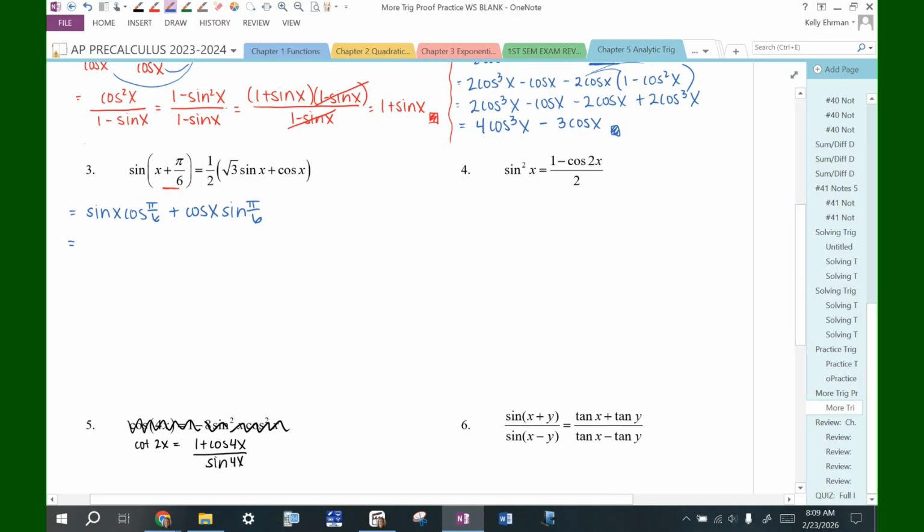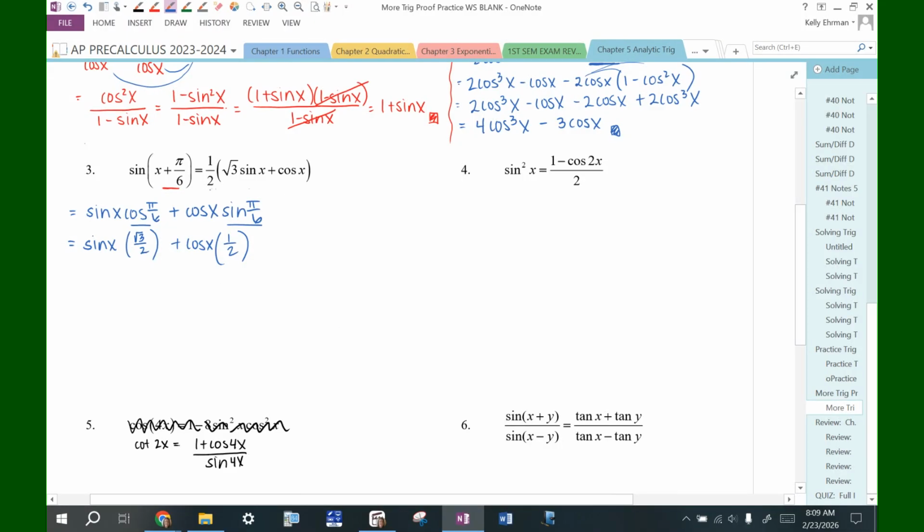And then this one should be pretty short. The next step will be to evaluate sine and cosine of pi over 6. So think about the unit circle. The x coordinate at pi over 6 is radical 3 over 2. And again, on the unit circle, the y coordinate at pi over 6 is 1/2.